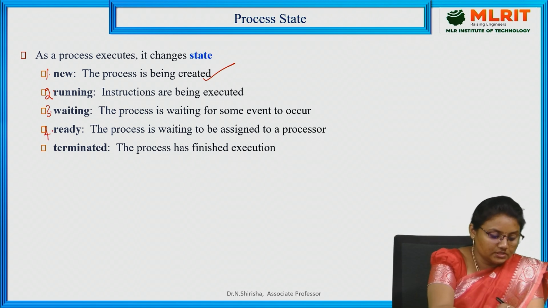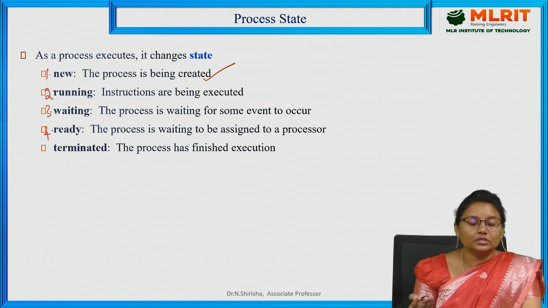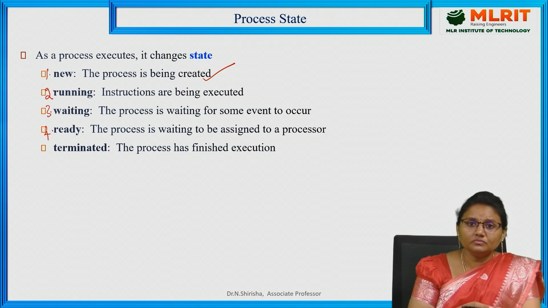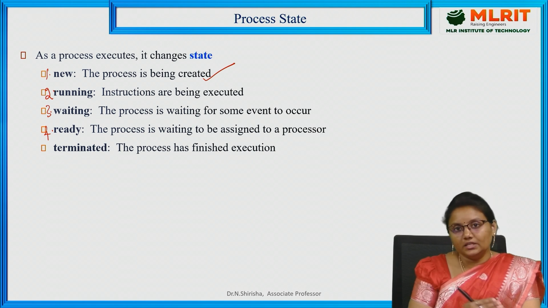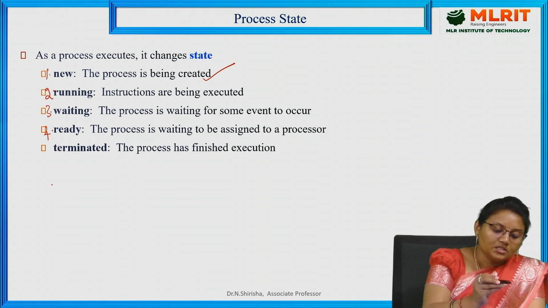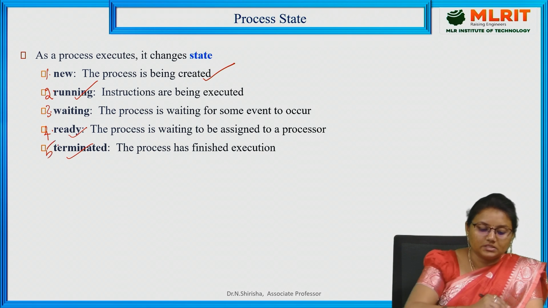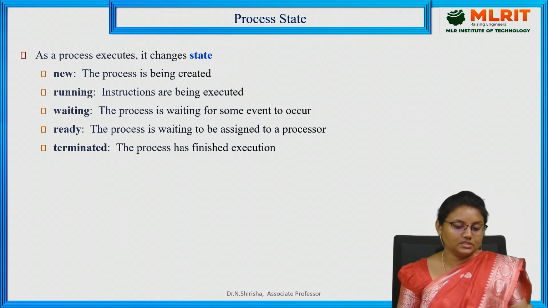So the next is the ready state. The process is waiting to be assigned to the processor. That is, it is ready. Even if the resources are idle and your process is busy, not interested to get into the running state, then again it will go to the waiting state. We will see such scenarios with the help of a diagram. So once it is ready and it has gone to the running state, then we go to the terminate state. The process has finished the execution. So this is how we have 5 different states.